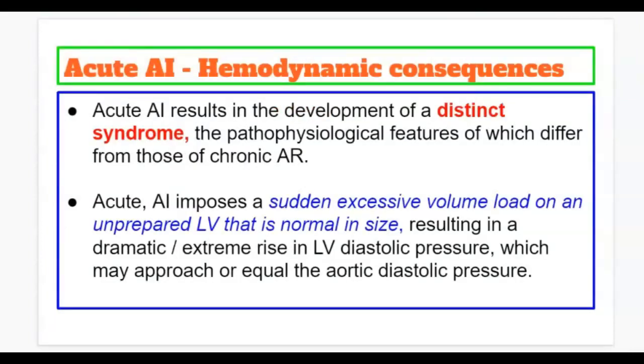The consequences of acute AI, basically the development of a distinct syndrome, the pathophysiological features of which differ from those of chronic. So acute AI, we have acute and chronic. We're talking about acute. Acute AI imposes a sudden excessive load on the unprepared ventricle. And that ventricle is normal in size, resulting in a dramatic increase in LV diastolic pressure, which may approach or equal the aortic diastolic pressure. So that's not a good thing. It's going to be hard moving blood around if that's the case.